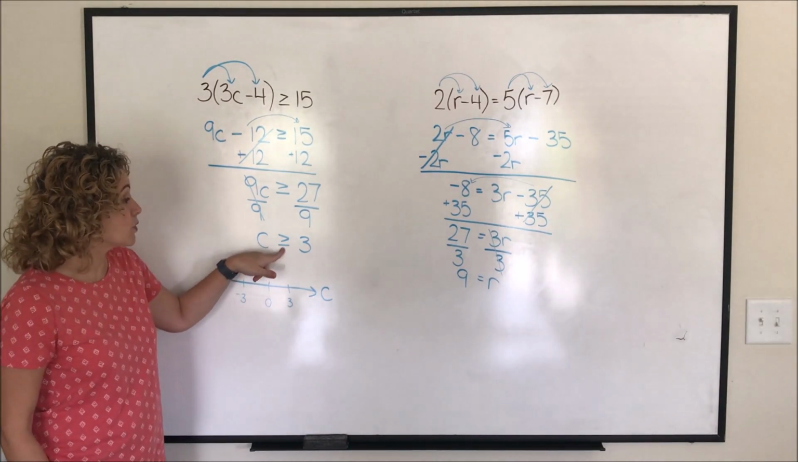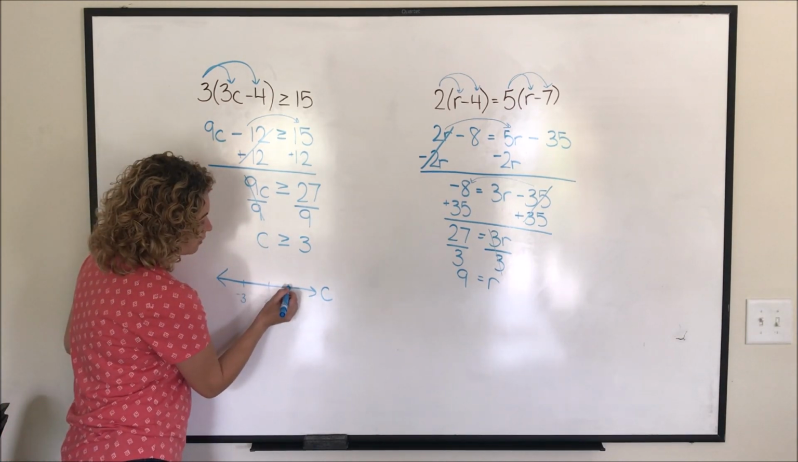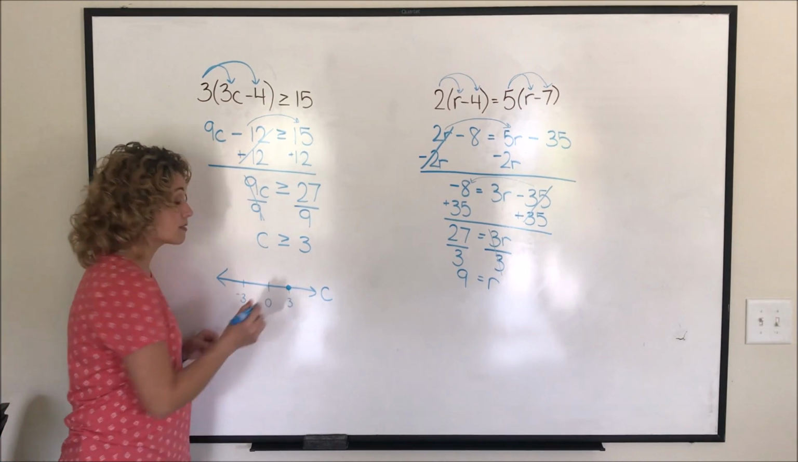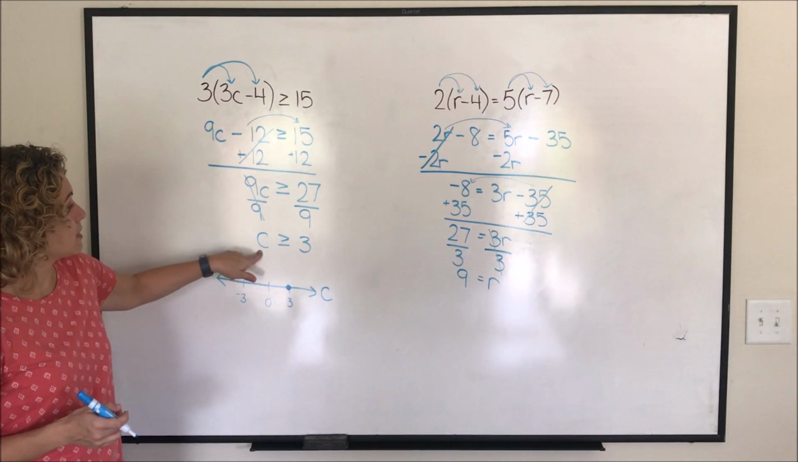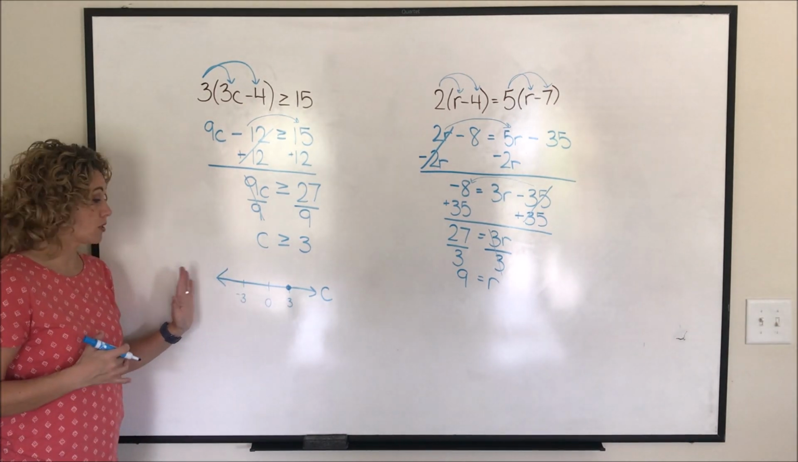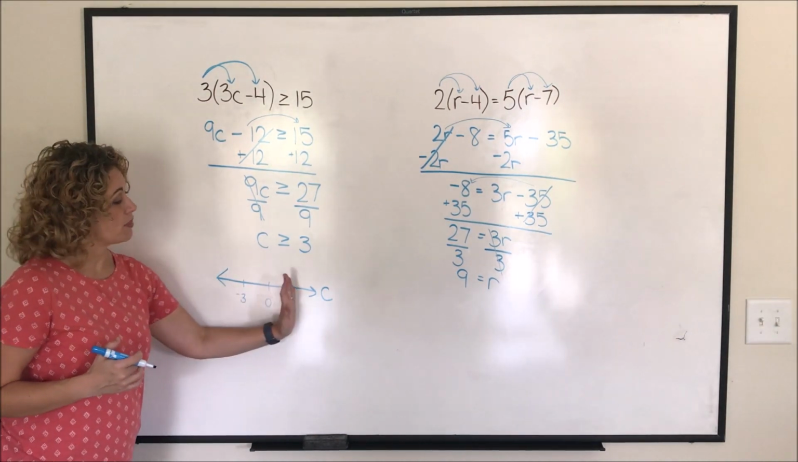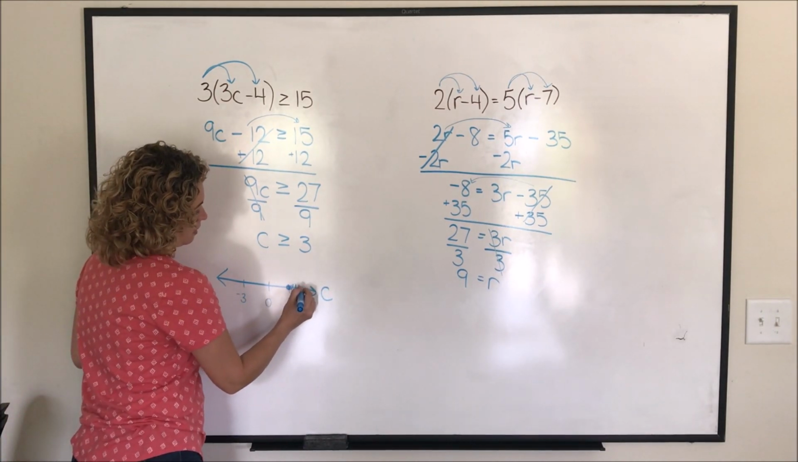This says C could equal 3. Because it can equal 3, I have to color in my dot. I'm using a solid dot because it could equal that part. Now, C is bigger than 3. This side is the smaller side, the negative side. But this side is the bigger side. So I'm going to color to this side.